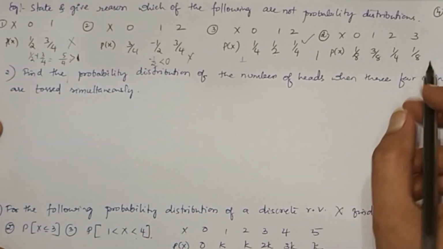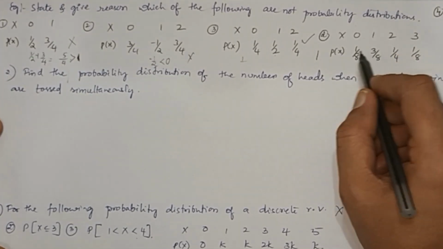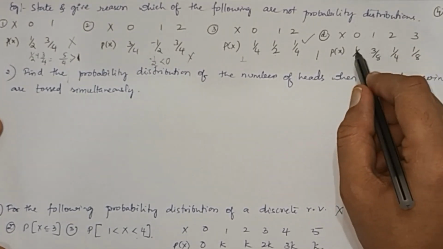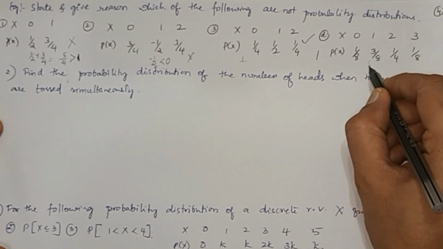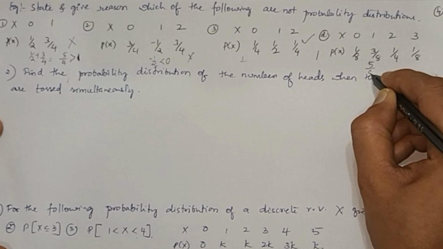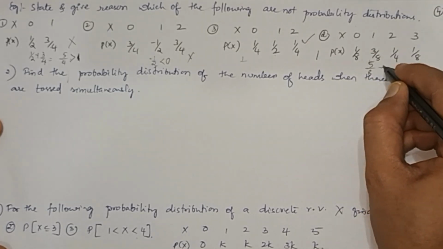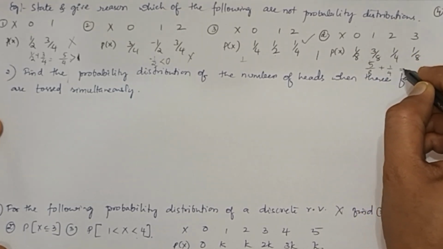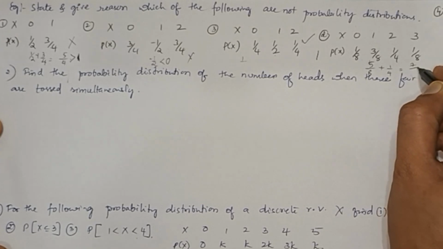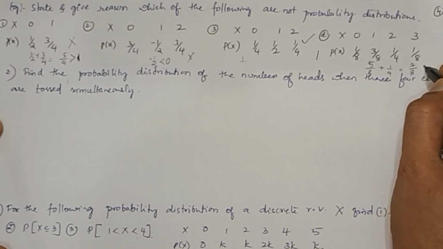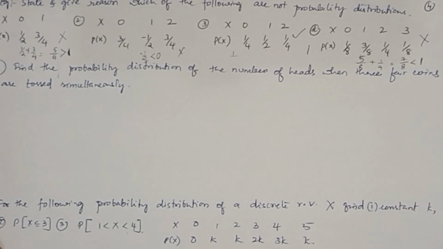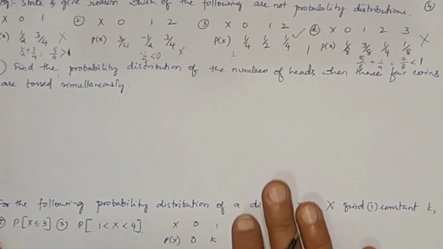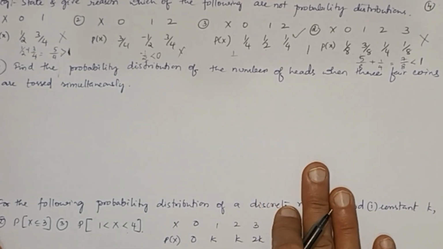Here in this case, 1 by 8, all are positive here. So you will get 5 by 8 plus, this is 5 by 8 plus then 1 by 4, which is equal to 7 by 8, that is less than 1. Therefore, this is also not a probability distribution. So this is how we identify a valid probability distribution.